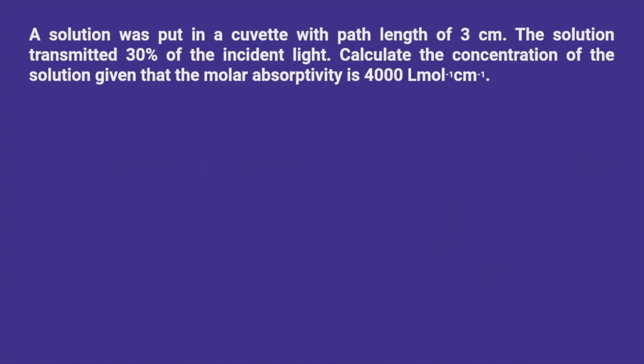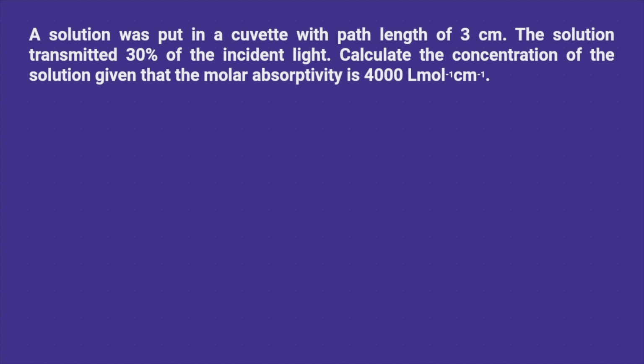Moving on to question number 3. A solution was put in a cuvette with a path length of 3 cm. The solution transmitted 30% of the incident light. Calculate the concentration of the solution given that the molar absorptivity is 4000 liter per mole per centimeter.